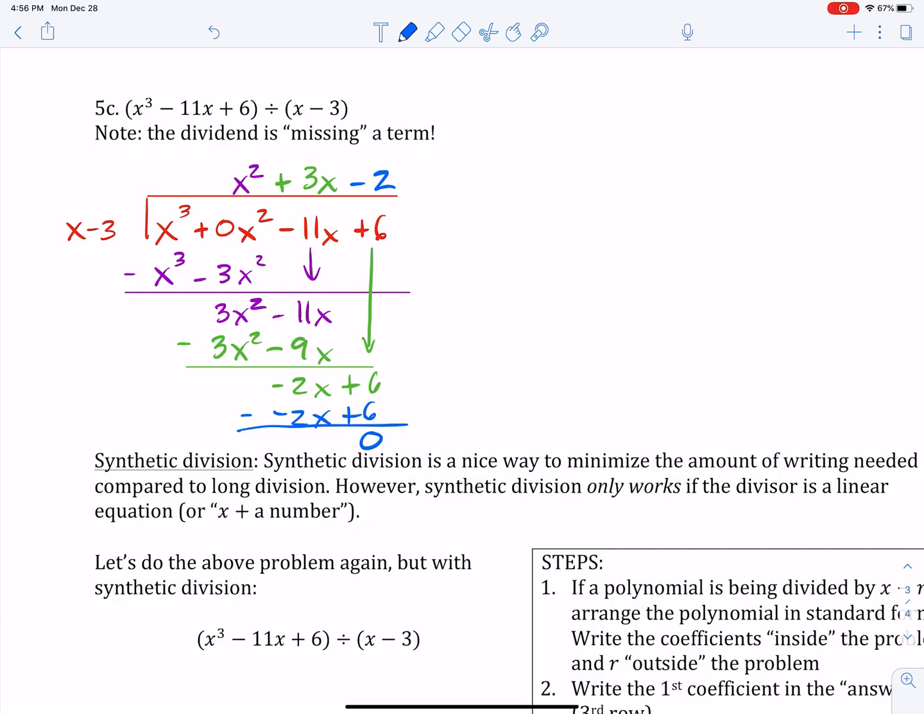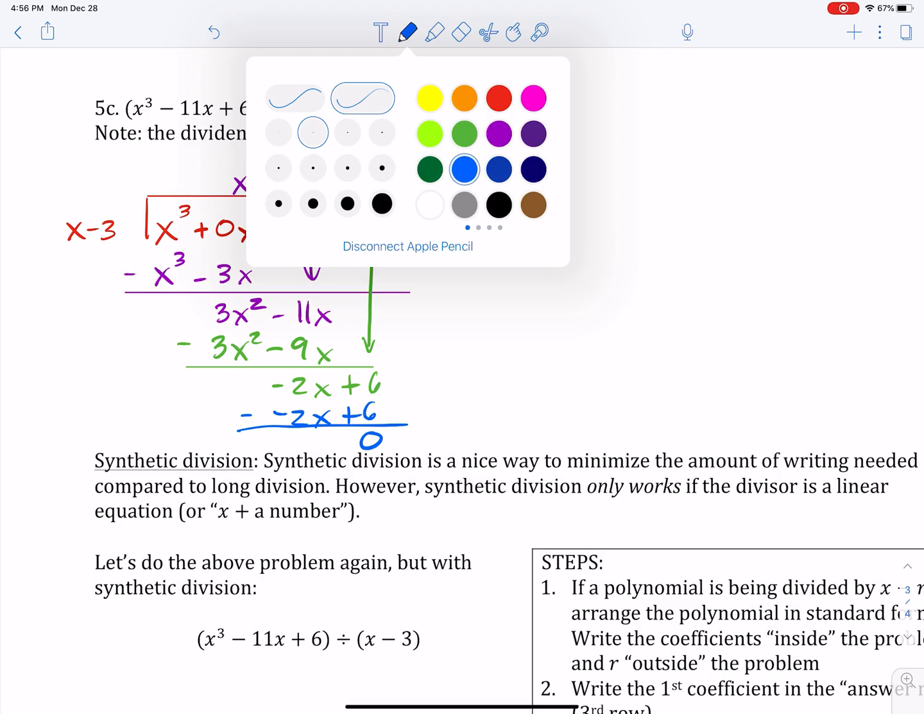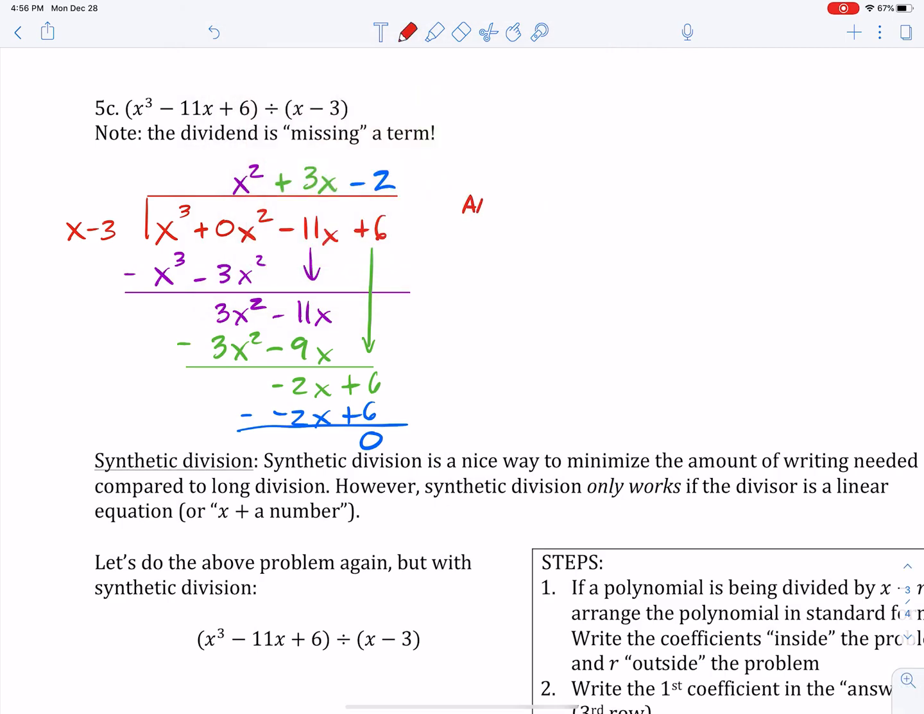That means that my divisor is a factor of my dividend. It's able to be factored from my dividend. So my answer is, we just leave it as x squared plus 3x minus 2. If we had a remainder, then we'd have to write our remainder over our divisor.